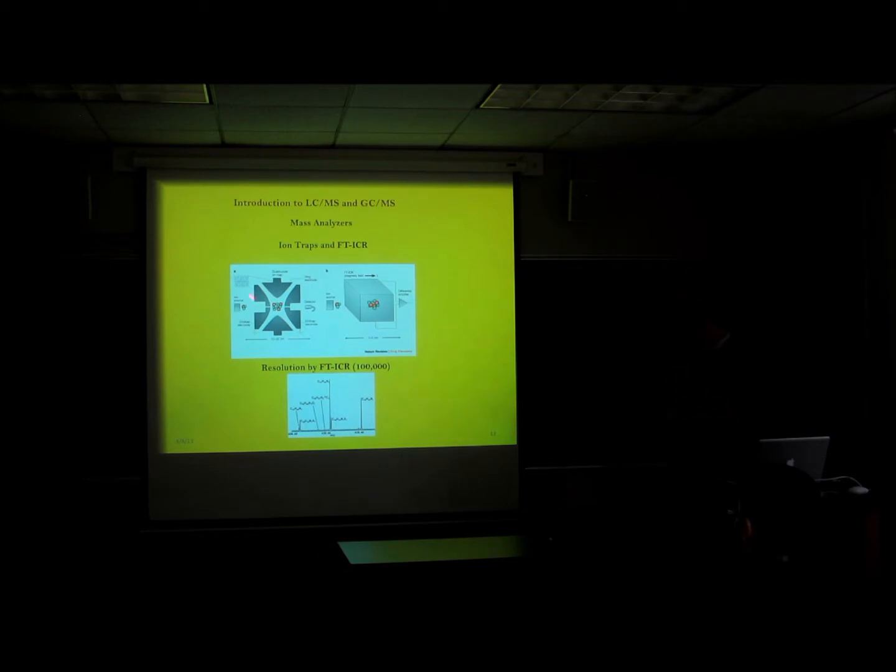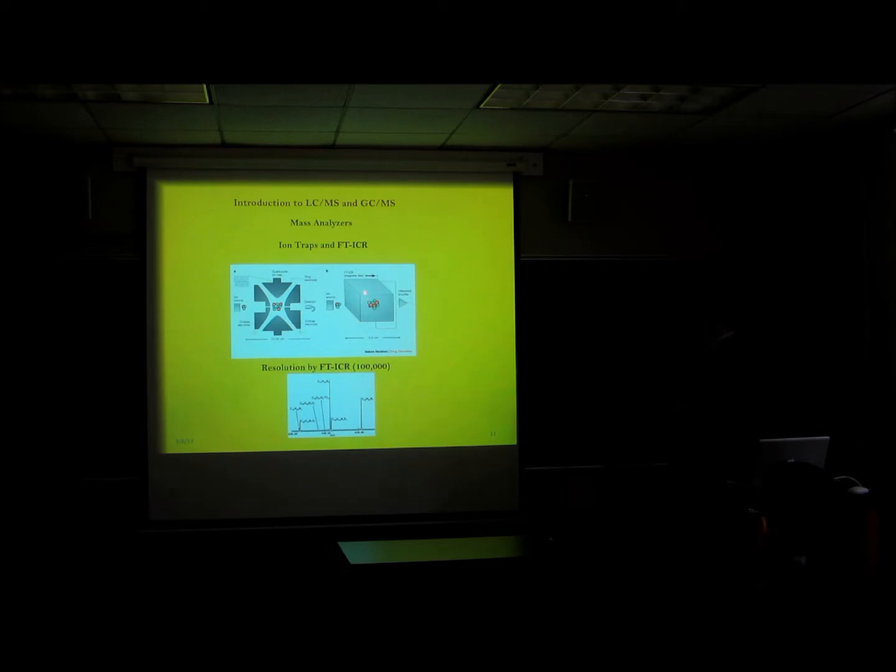There's also the advantage of being able to do what's called MS to the n, meaning you can have a precursor ion of a specific mass to charge ratio, introduce argon or helium, fragment that into pieces, trap those pieces, and then fragment those pieces again, so you could do MS to the third or MS to the fourth and get more structural information on a specific ion.